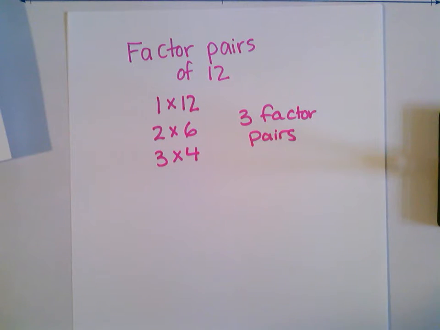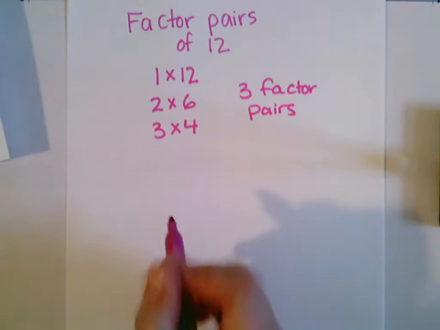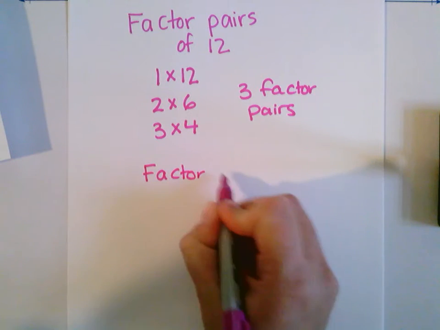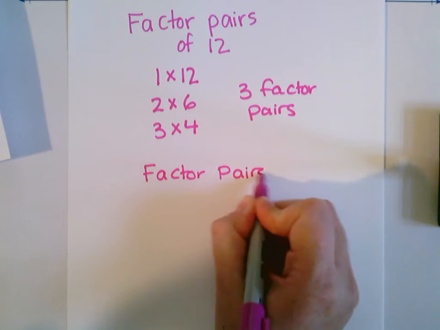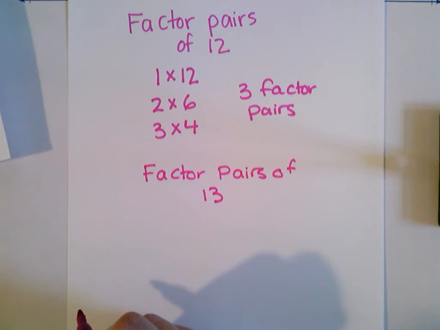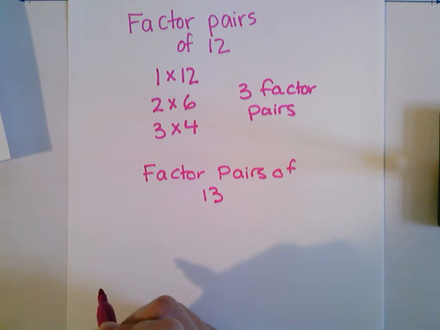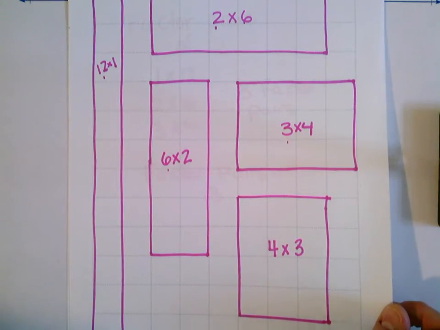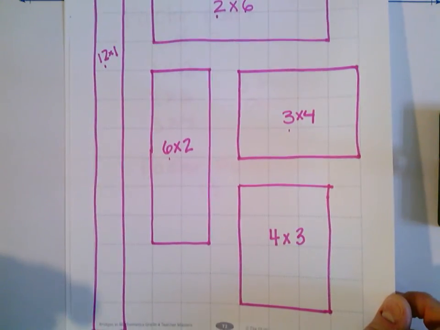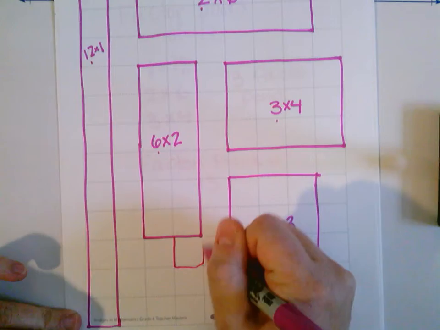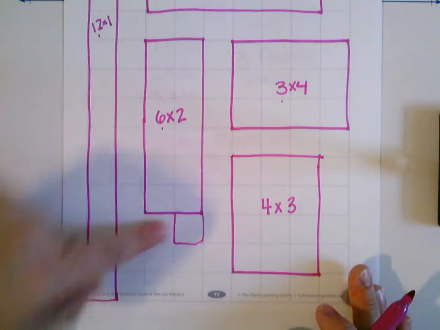Let's take a look at a different number. What if I wanted to find the factor pairs of 13? Okay, so I want to think of all the different ways I could arrange 13 into a rectangle. I could play around. Well, I would need 1 more than this, right? So this would be 13. Well, that doesn't make a rectangle. I have 1 left over.